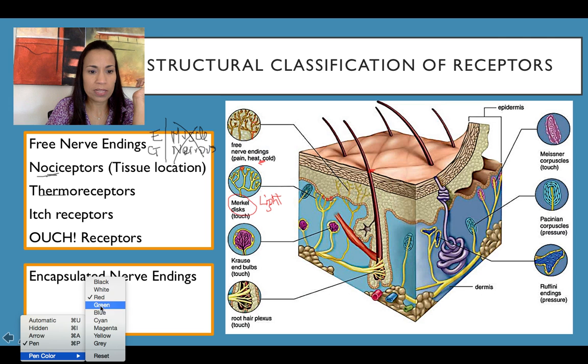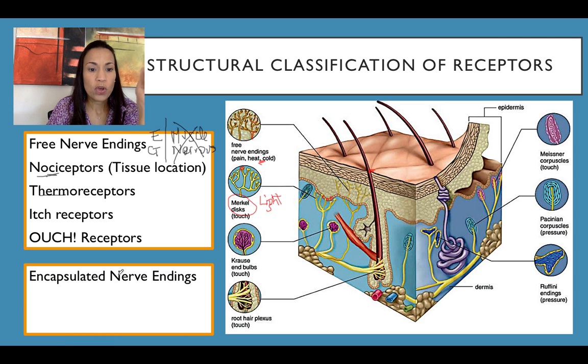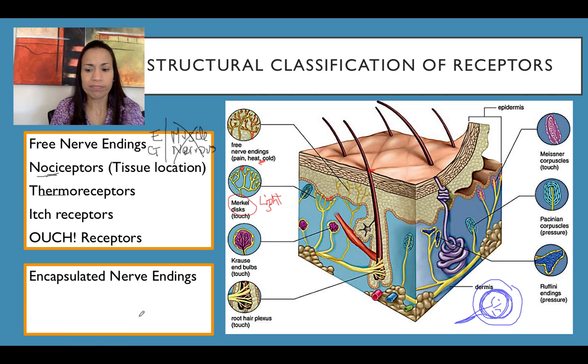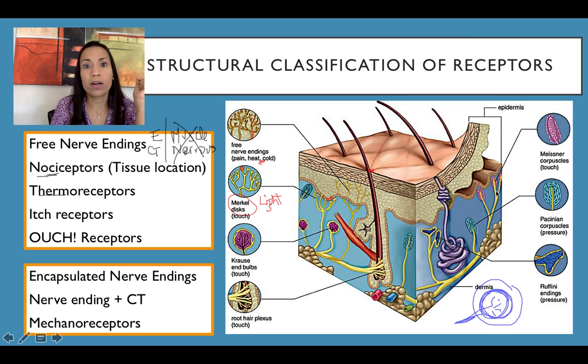Now, on the other side, we have the encapsulated nerve endings. And encapsulated nerve endings are the same free nerve ending, but they are wrapped usually in a layer by a strong cell and then a layer of connective tissue. So it looks like a lollipop, right? So those are the encapsulated nerve endings. And what else did I put in here? Oh, the sensations that they detect are mechanical or physical sensations.